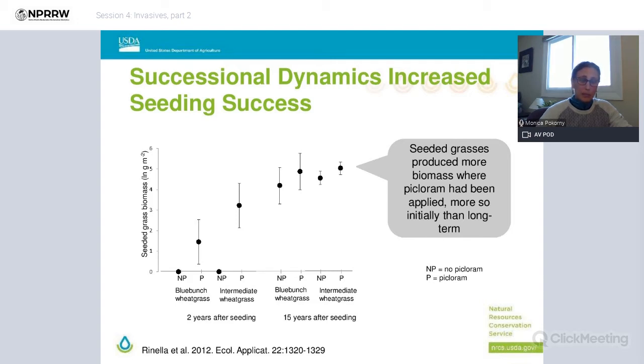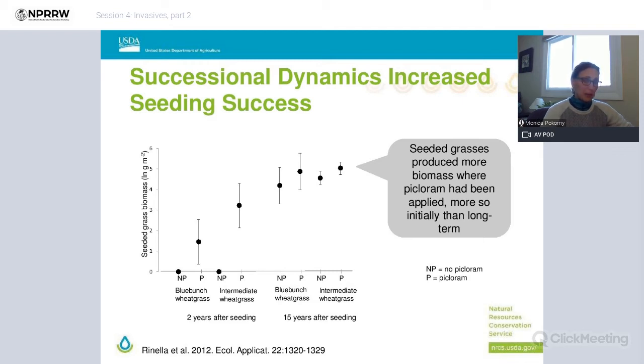And in this, we're looking at the response of our seeded grass biomass. So you can see in the first short term, applying the herbicide was really important for getting our desired species established. It was a little less important over the long term, that once they were established, what we found was they continued to really proliferate on the site and expand into other plots and continued to displace the invasive plant, spotted knapweed.